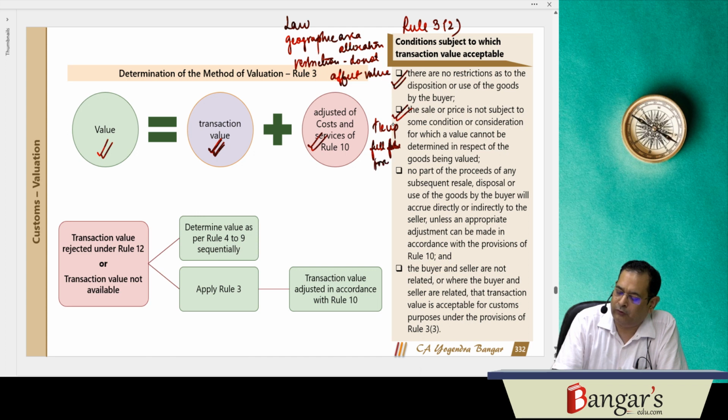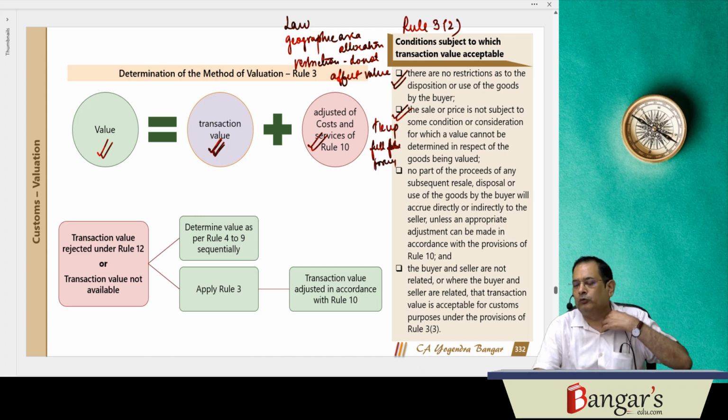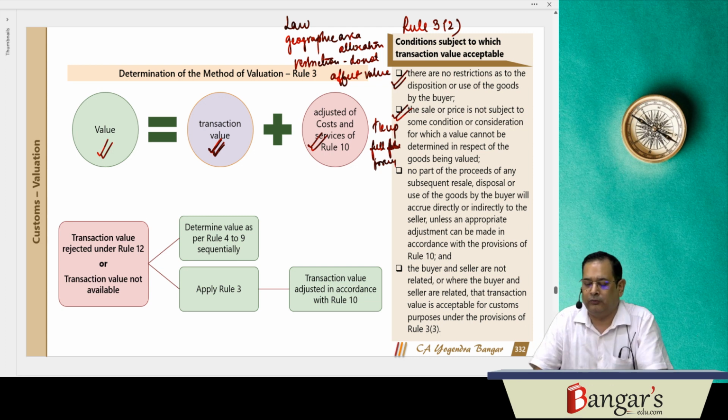These type of conditions must not be there. If you want to purchase goods X from us, then you will be required to purchase goods Y also. We will be giving you goods X only when you will be giving some material in relation to goods A. So these type of conditions must not be there.